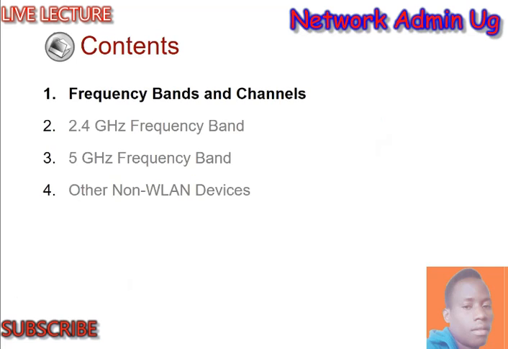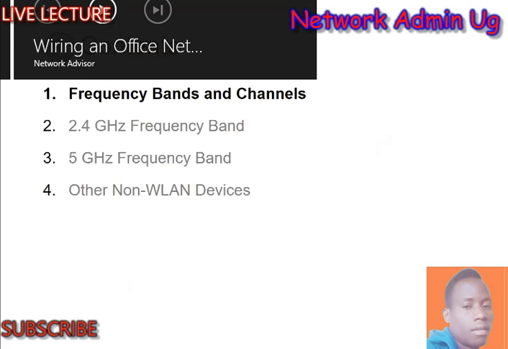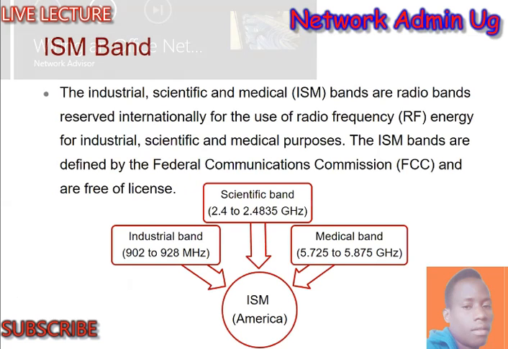So we shall start with looking at the various frequency bands and their channels. We shall talk about the ISM band. The ISM band is mainly the industrial, scientific, and medical band that is used on radio for communicating internationally. Most of the radio frequencies here, as they are used in the medical or scientific fields, are typically defined by what we call the Federal Communications Commission, which works in the United States of America.